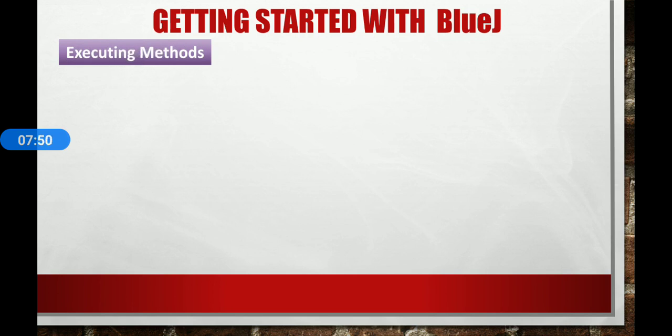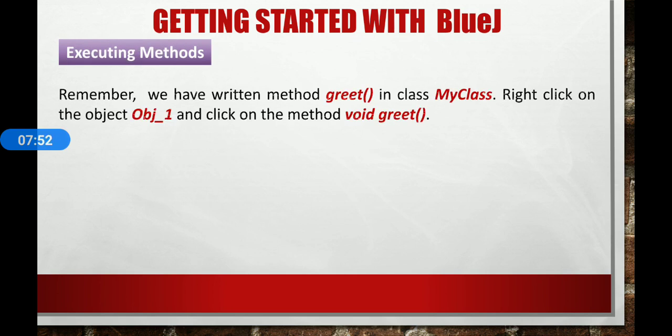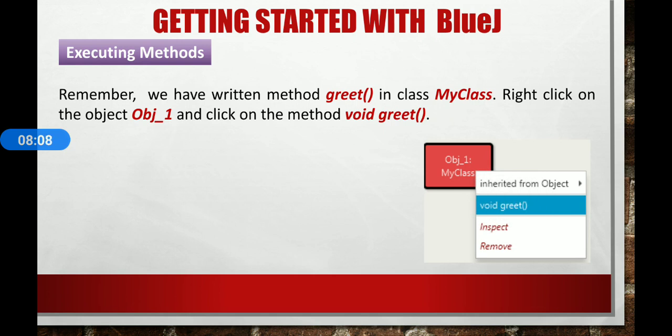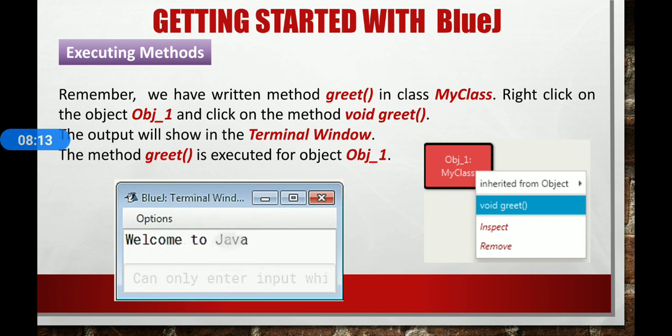Now, how to execute methods? Remember, we have written method greet in my class. Right click on the object obj_1 and click on the method void greet. The output will show in the terminal window. The method greet function is executed for object obj_1, which displayed the message "welcome to Java" that we have written in greet function.